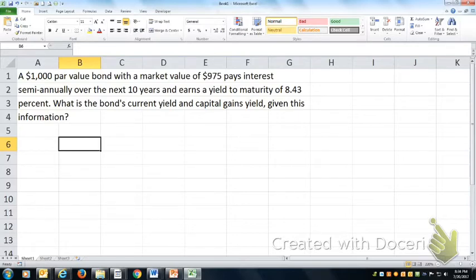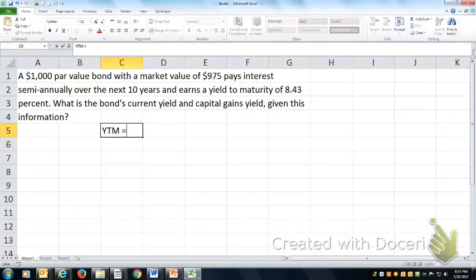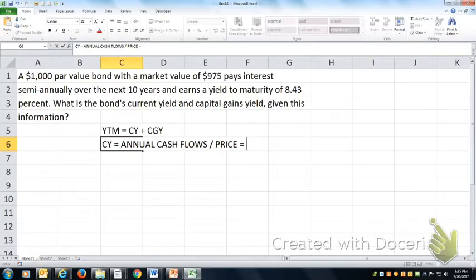Okay, so to calculate the current yield, I need to know the annual cash flows, and they're not given, but I can solve for them. The yield to maturity is equal to the current yield plus the capital gains yield. All right? The current yield is equal to annual cash flows, that's the 2 payments it pays a year, divided by the price. So if I know what the PMT is, and you get 2 PMTs a year, and I divide that by 975, I'll have the current yield.